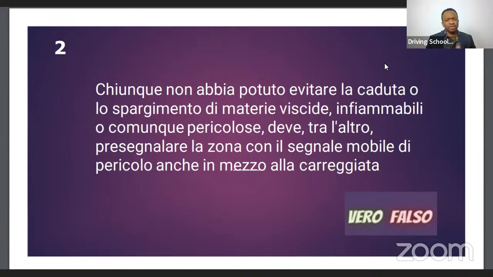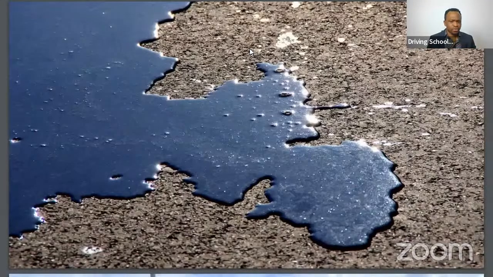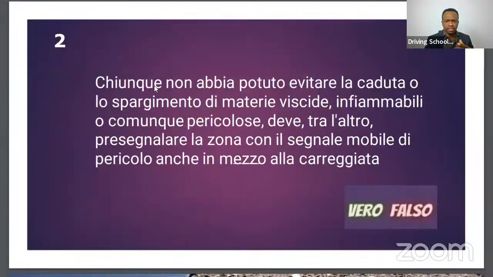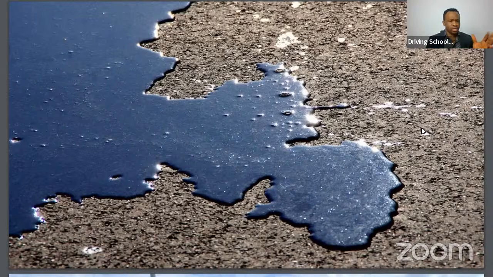So, all those flammable goods, and also whatsoever dangerous goods, he or she must make sure to signal those loads with the danger triangle, a triangular sign, even in the middle of the carriageway. You see, for example, take note. One of the materiale viscide, the slippery, those slippery goods they are talking about, or materials or substance, the liquid they are talking about, this is one of them.